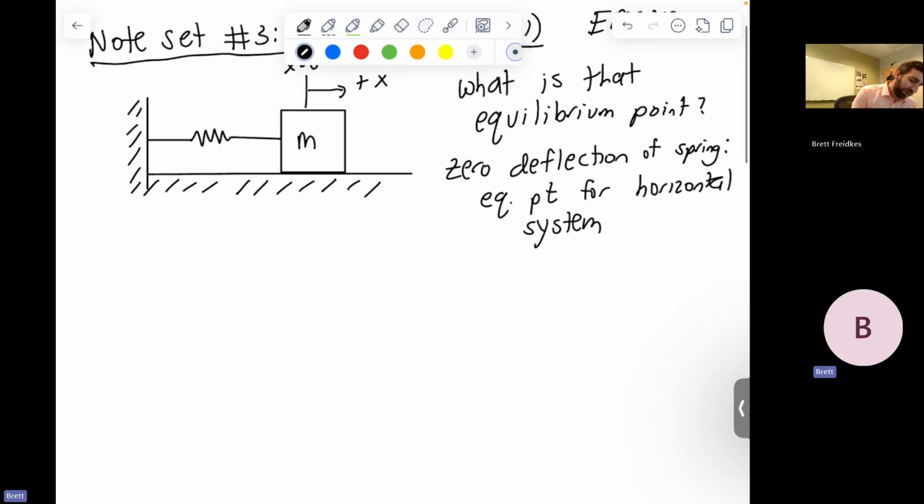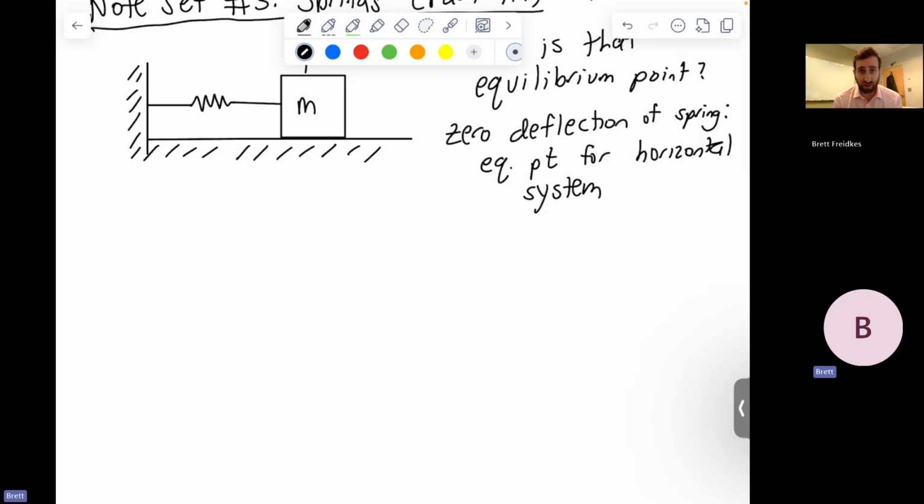Now, if we were to go to vertical, where we now include gravity, that's where things get a little bit more interesting. So let's look at a vertical system where instead of having a mass move right and left, let's assume that I have a spring that I will ultimately attach a mass to that will cause it to go up and down.